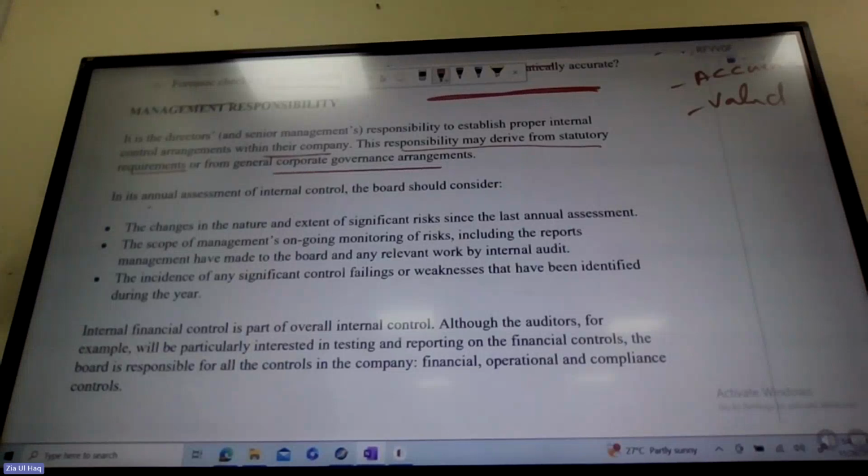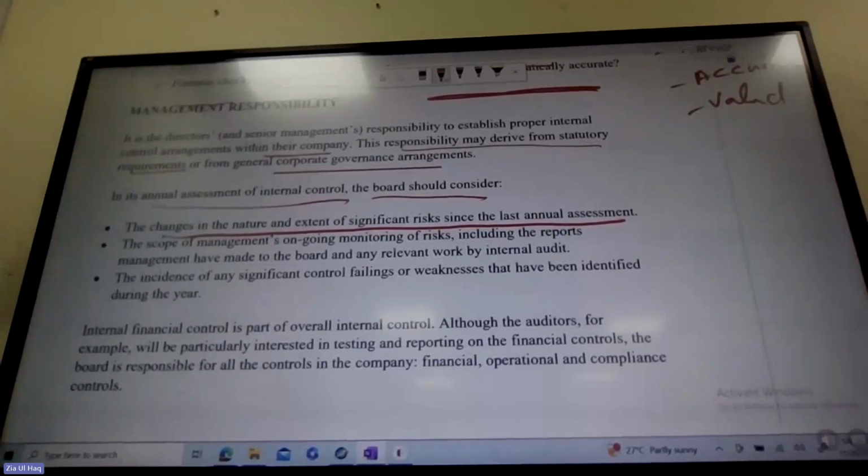There is an annual assessment of internal control. The board should consider the change in the nature and extent of significant risk since the last annual assessment. Meaning they have to review their internal control system on an annual basis, whether they need any improvement in that or not. The scope of management's ongoing monitoring of risk, the incidence of any significant control failings or weaknesses, meaning they have to review if there are any weaknesses, and they have to overcome those weaknesses.